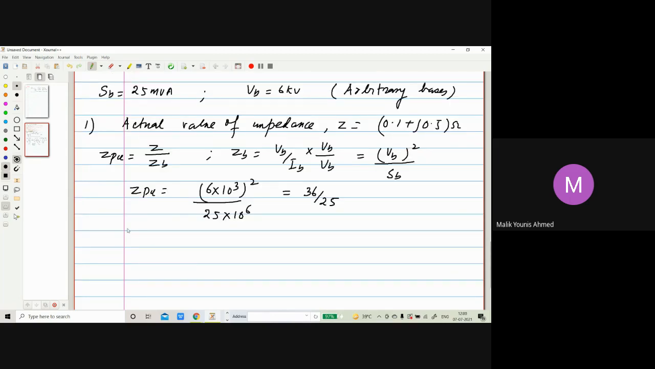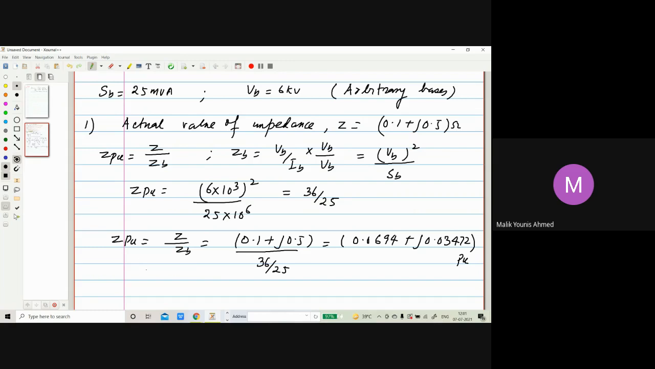Now, Z per unit itself will be the actual value of Z divided by the base value of Z. What is the actual value of Z? Actual value of Z is 0.1 plus j0.5. It will be divided by the base value, which is 36 by 25. You can use your calculators, but I will give the exact values. This is 0.0694 plus j0.03472, and this is the per unit value now.